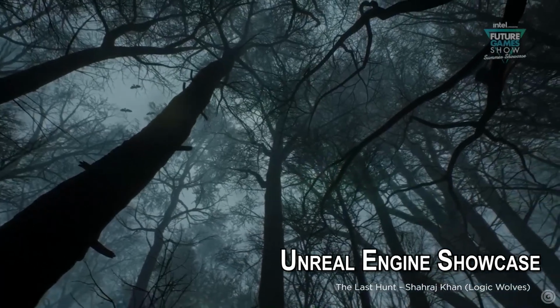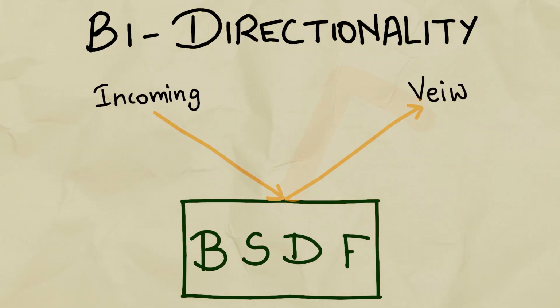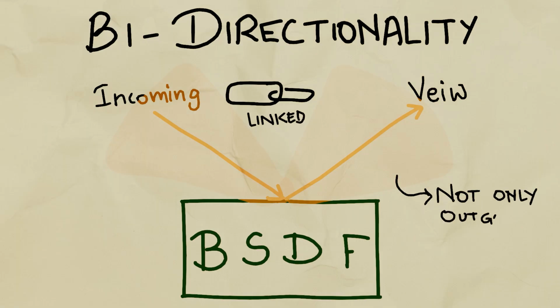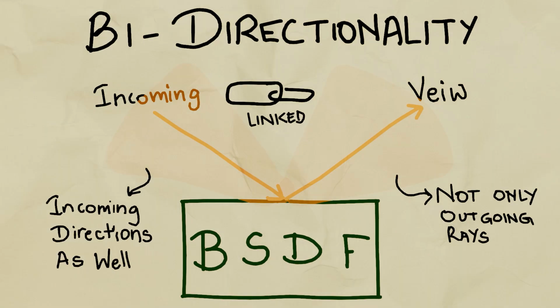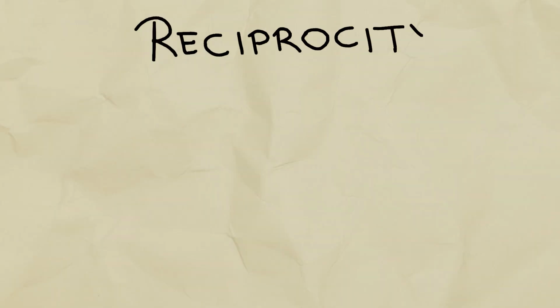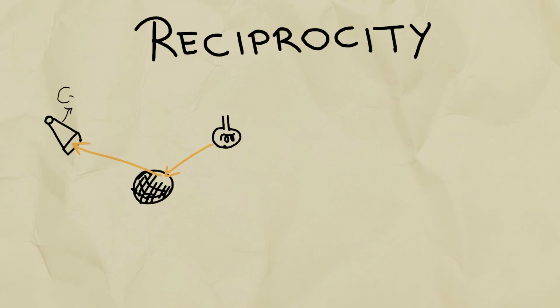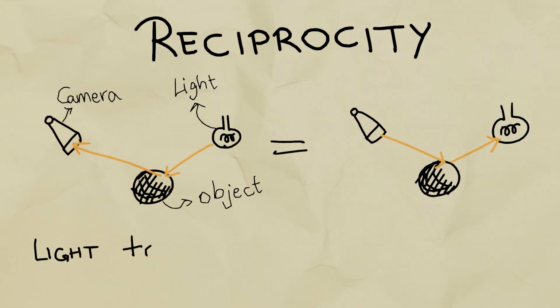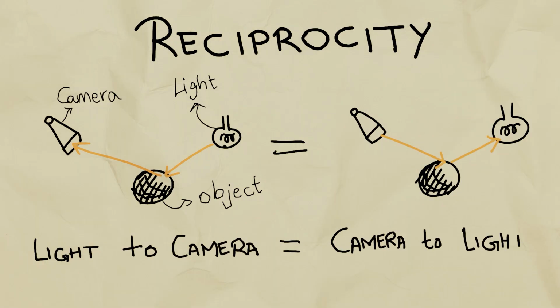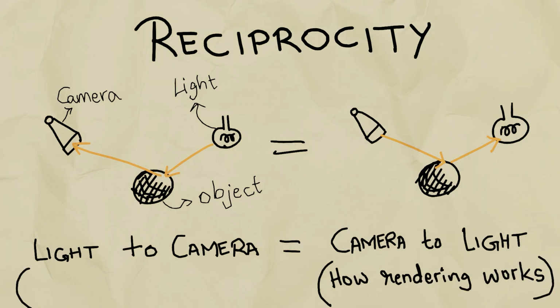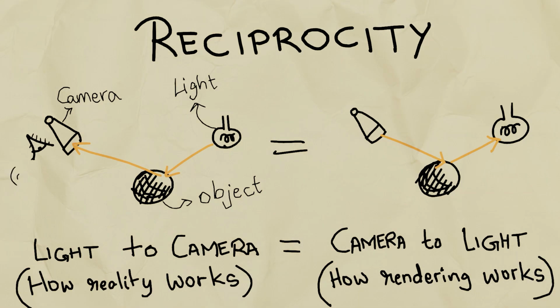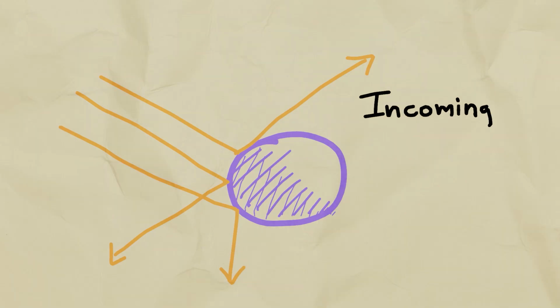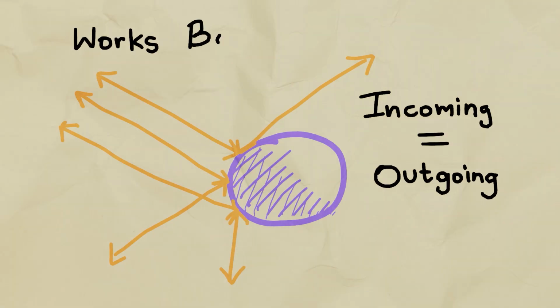Finally, let's talk about the bidirectional part of the BSDF. Here's the key idea. The BSDF doesn't just calculate how light bounces out of the surface. It considers both the incoming and outgoing directions at once. This is what ensures reciprocity, meaning light behaves the same whether it's traveling from the light to the camera or from the camera to the light. In rendering, this is crucial because we're tracing light rays backward from the camera to the scene. But we still need the results to match real-world physics, where light would go from a light source to our eyes. By being bidirectional, the BSDF ensures that light energy is conserved and the result remains physically accurate, no matter which way you trace it.